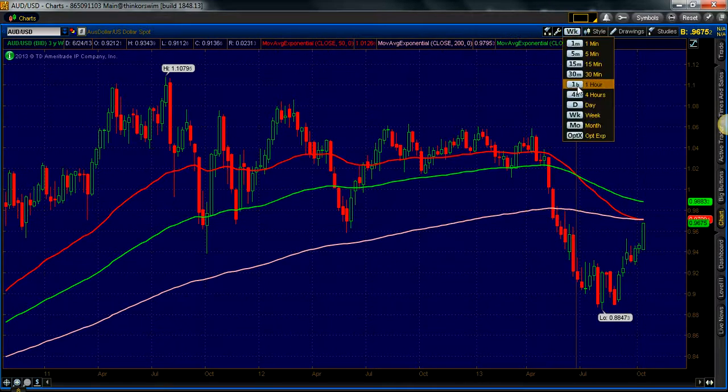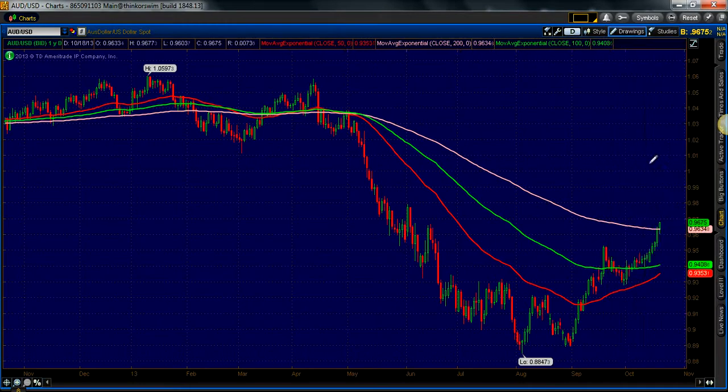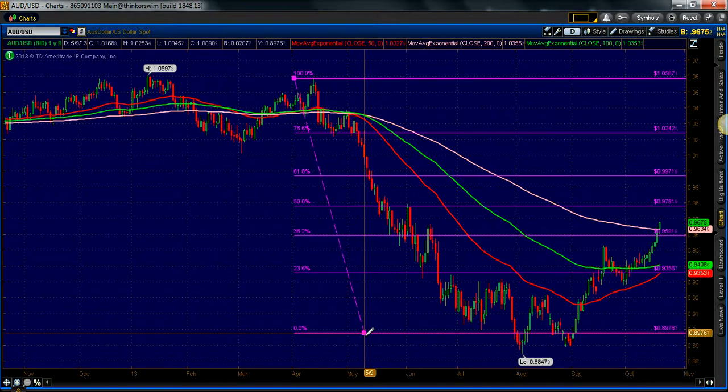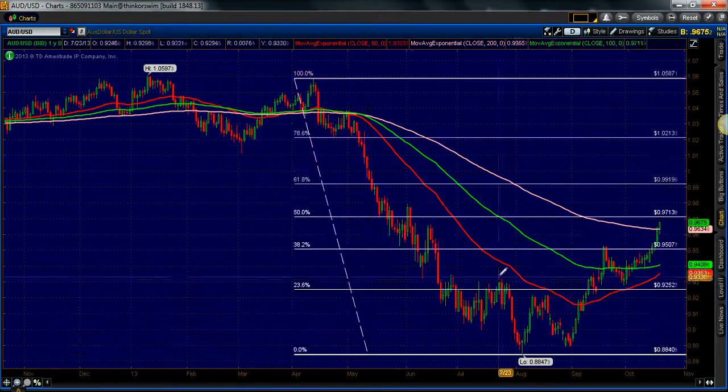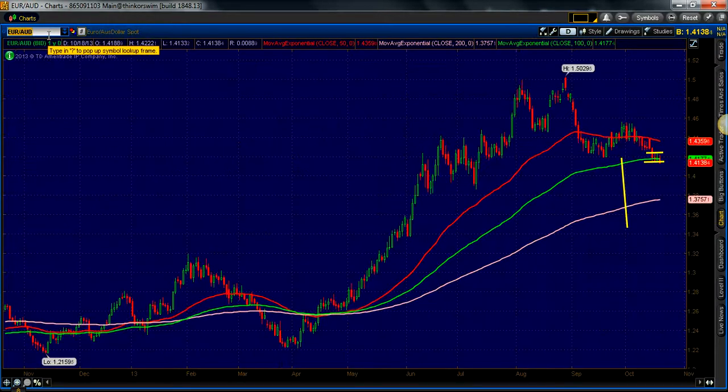All right, if we go to the daily chart, we just broke above the 200-day as well, so keep your eye on that. If we draw the fibs, the 50% fib of the major move from 105.87 down to 88.47 is at 97.13. We are very close to that. All right, so watch that major 50% fib, and remember that we have some weekly moving average stuff there as well. Makes me want to look at Euro Aussie.